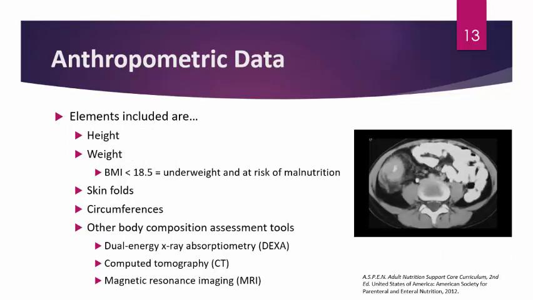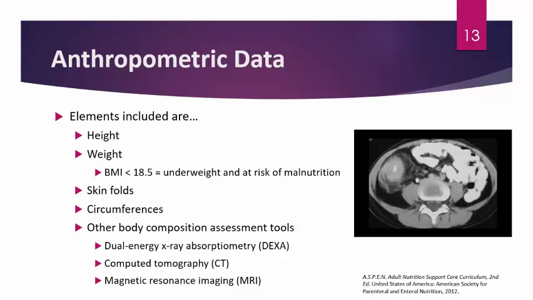Another type of data that we look at is anthropometric data. So this is essentially all of the different measurements that we can do for a patient. These are things like your height and your weight, which together can produce a BMI. And BMI, typically less than 18.5, is significant for patients who are underweight and at risk of malnutrition. Skin folds and circumferences may also be used. However, a lot of the literature says that these are not necessarily reliable, depending on your certain situation. Though things like waist circumference are highly utilized whenever you're assessing for things like metabolic syndrome.